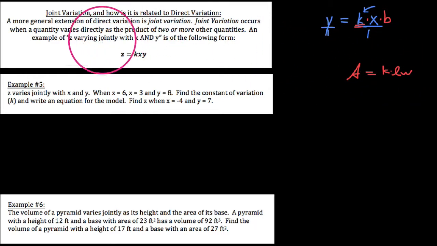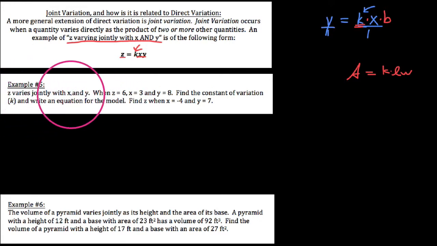So we say, more generally speaking, if z is varying jointly with x and y, we would say that z, x, and y are on different sides of the equation and all in the numerator more typically, and there is some constant of variation still. So I'm going to run through a couple of examples here. One, kind of a word problem. The other one more just kind of general, abstract. So let's look at example 5 here.